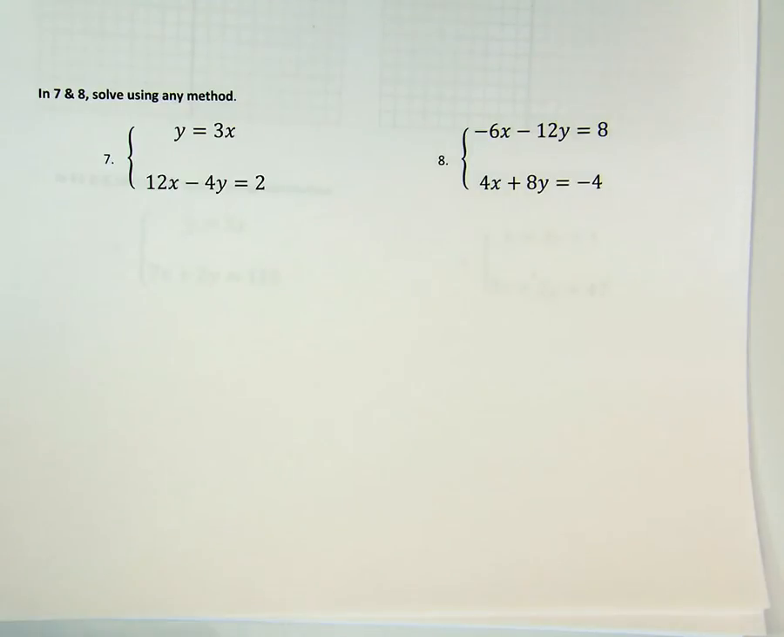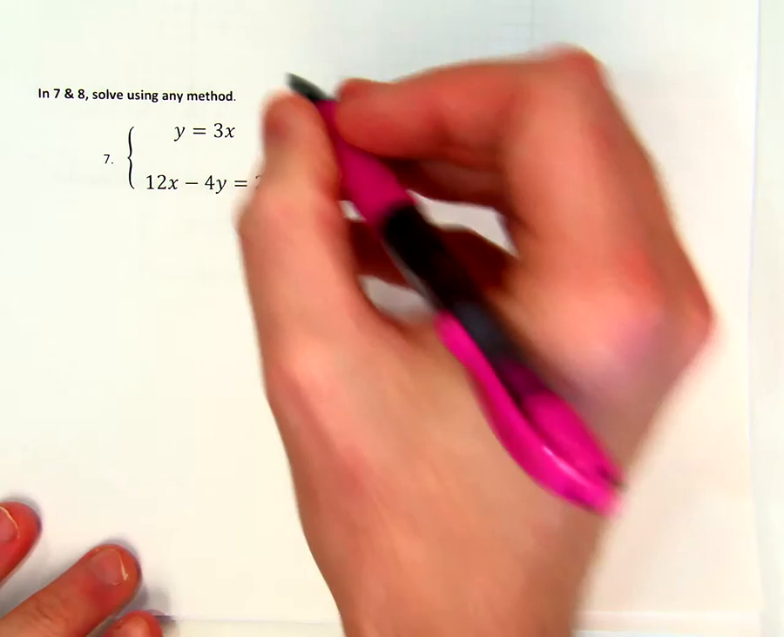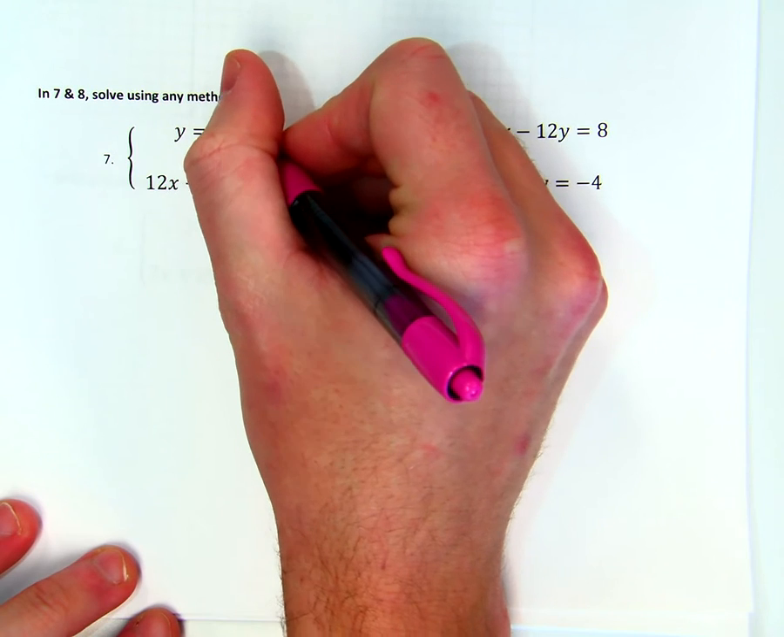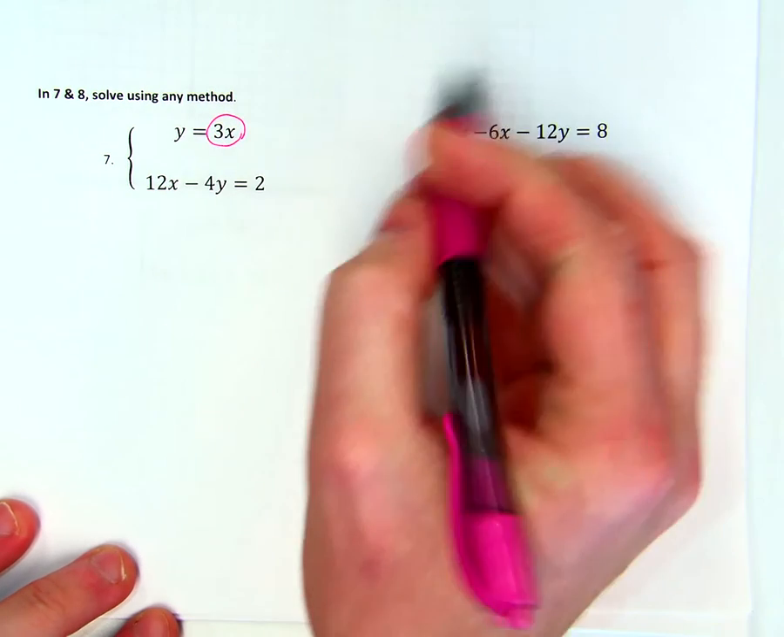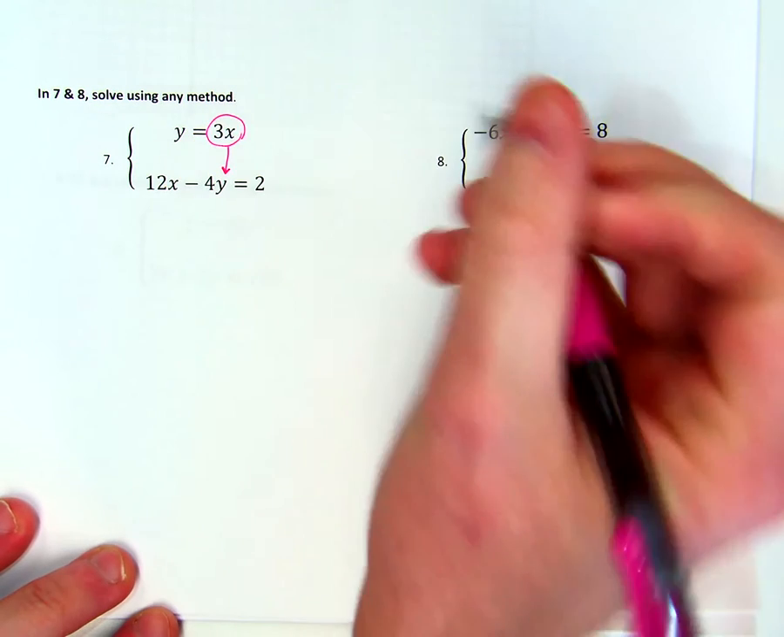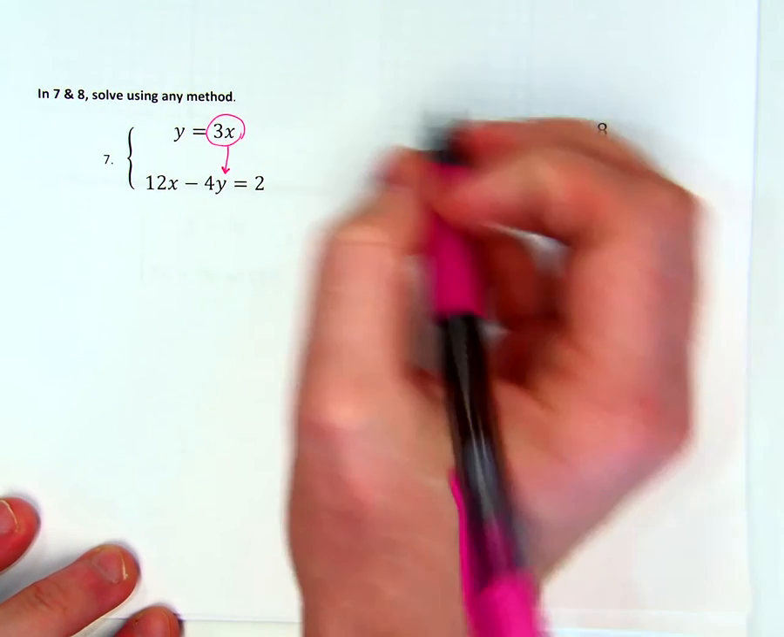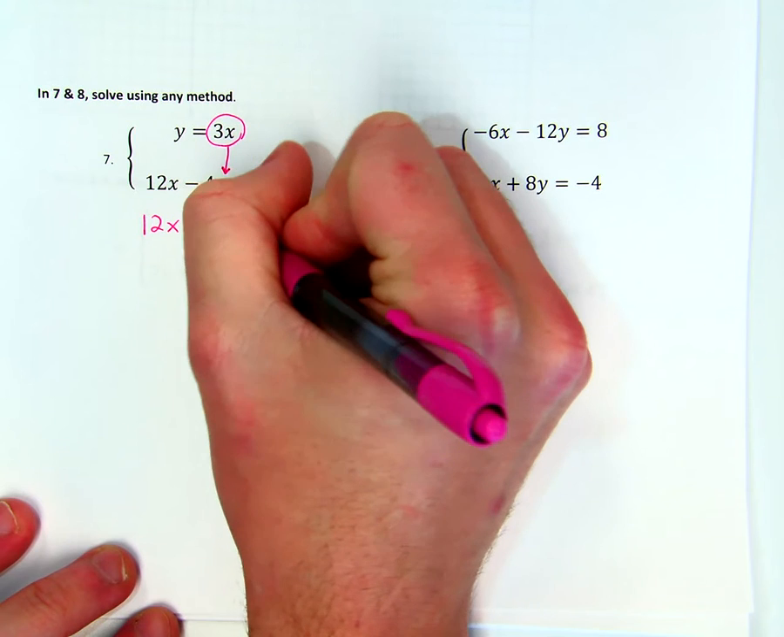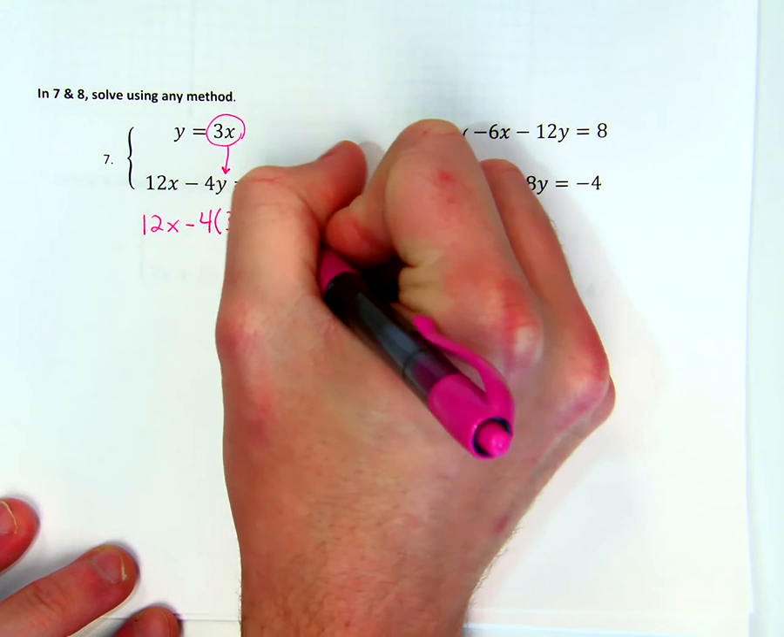Numbers 7 and 8 tell you to solve using any method, but they're definitely set up to make one method easier than the others. In the case of number 7, because we have a y that's all by itself, it's set up mainly for substitution. Because we know that y is the same as 3x, I can change my y to a 3x and solve it. 12x minus 4 times 3x equals 2.